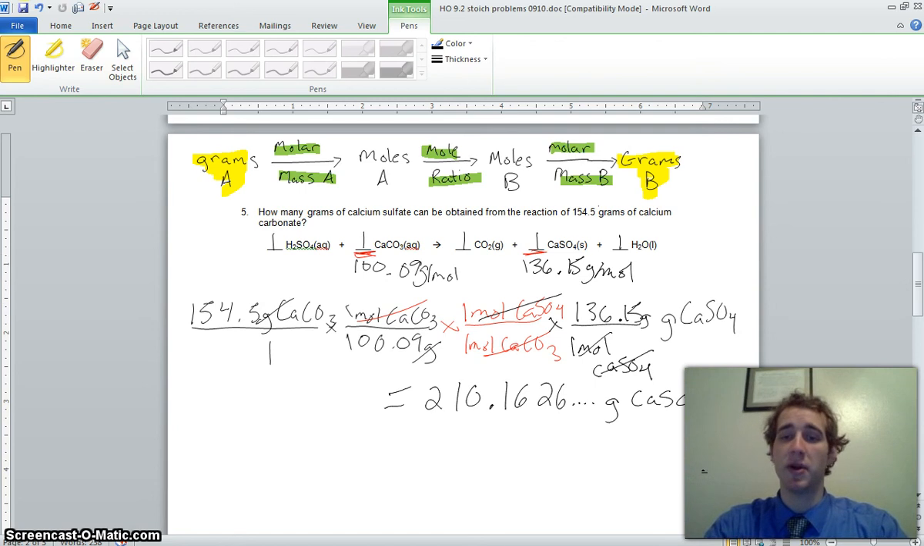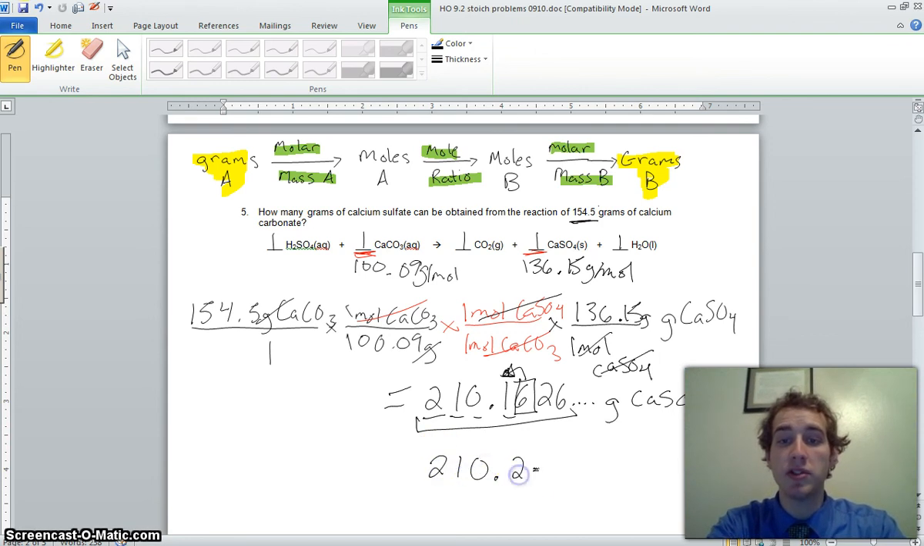Please tell me somebody is just yelling at their screen right now. What's wrong with this problem? We're not done yet. Trick question. We need to check our sig figs. We started back at the very beginning. 1, 2, 3, 4 significant figures. This has far too many significant figures. If we count from left to right, 1, 2, 3, 4, those are the significant figures we want to keep. What's the next digit going to do to our last significant figure? Well, the 6 is going to round it up. Our final answer here will be 210.2 grams of calcium sulfate.